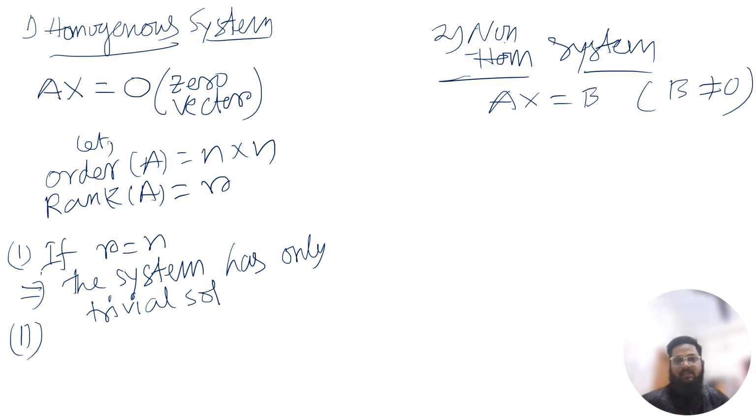What is the trivial solution? Trivial solution means the obvious solution, which, as I have already discussed, is the zero solution. Because you can easily see that if you put x equal to the 0 vector, then the A matrix times the 0 vector will automatically give you the 0 vector. So x equal to 0 always satisfies. That means a homogeneous system is always consistent. It always has a solution, which is the trivial solution, the zero solution. So if the rank and order are the same, it has the trivial solution.